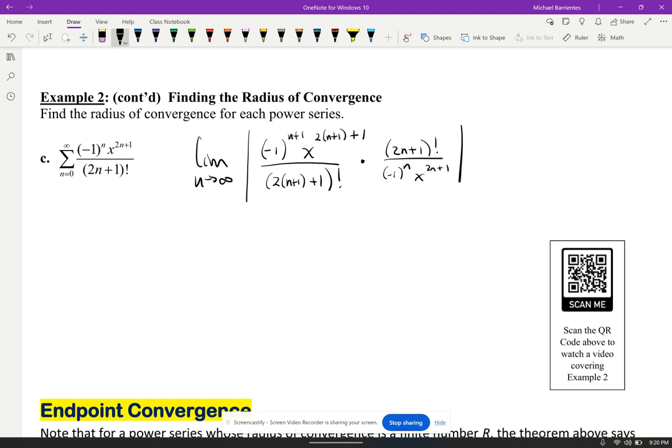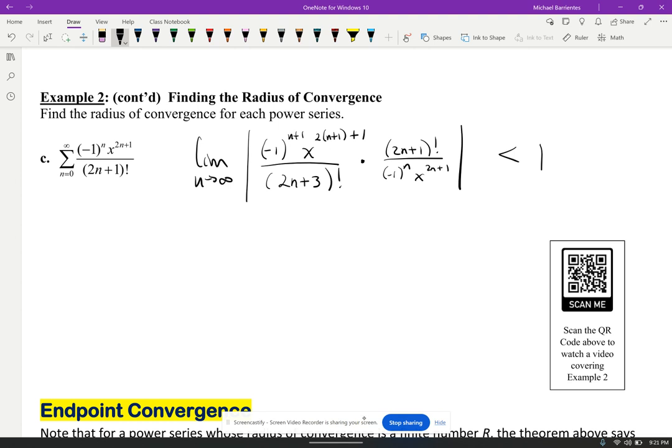Okay. Now remember, I want this limit to be less than 1 in order for the series to converge, because the ratio test says if I take the limit of the n plus 1th term divided by the nth term, it has to be less than 1 for it to converge. Well, I can simplify some things. Like here, this is 2n plus 2 plus 1. So in reality, I believe it's just 2n plus 3.